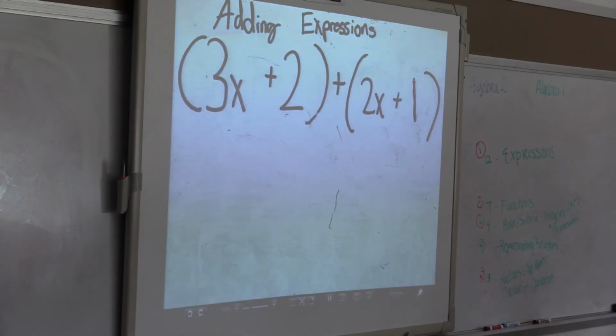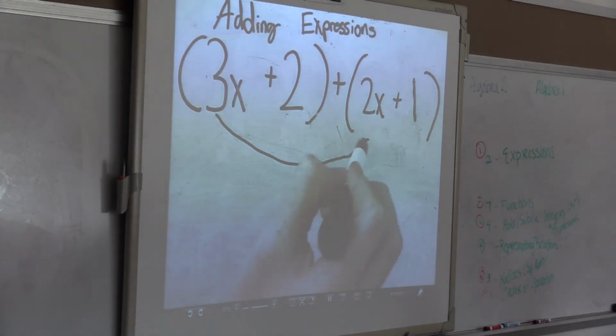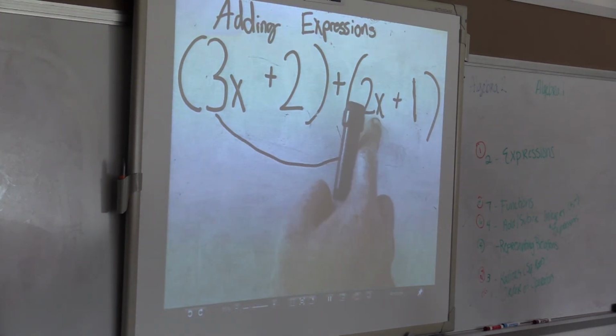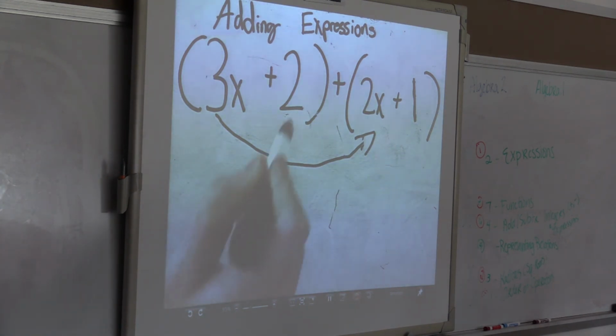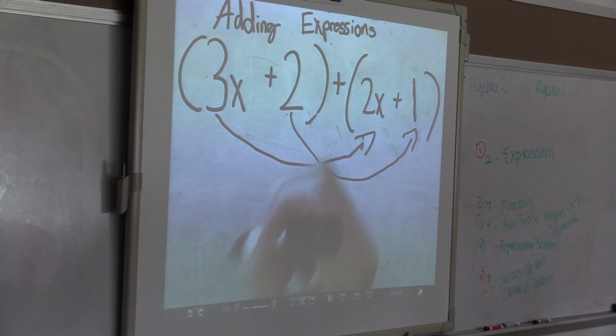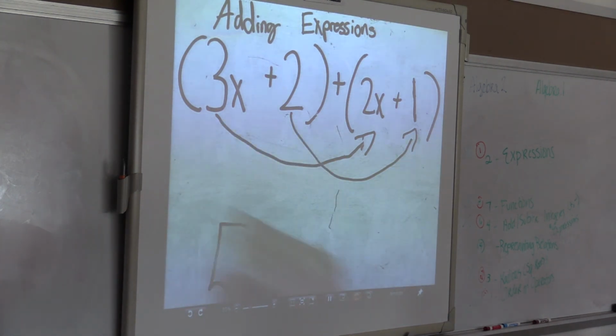Adding expressions. You combine like terms. The 3 has an x and the 2 has an x. So you do 3x plus 2x. And then you do 2 plus 1, you get 3. And then your answer is 5x plus 3.